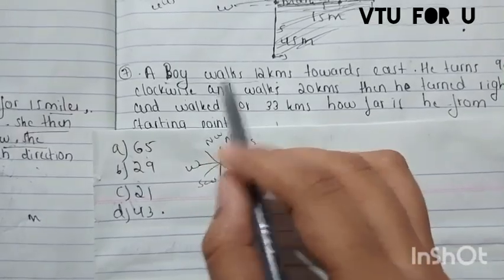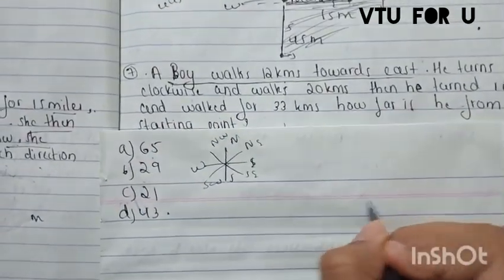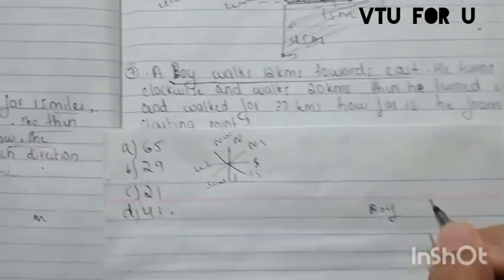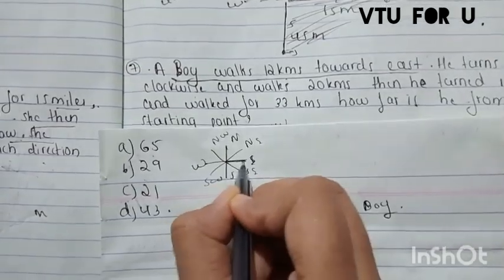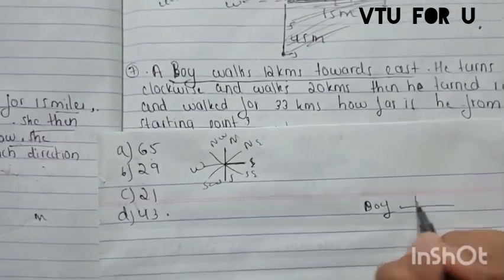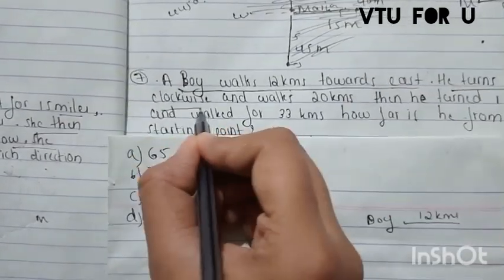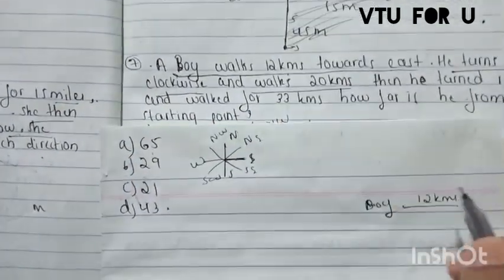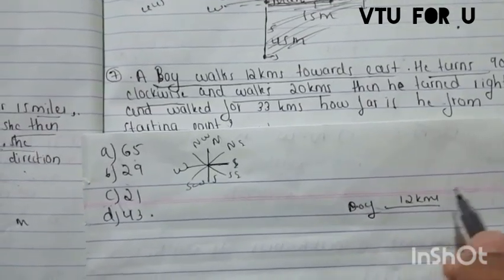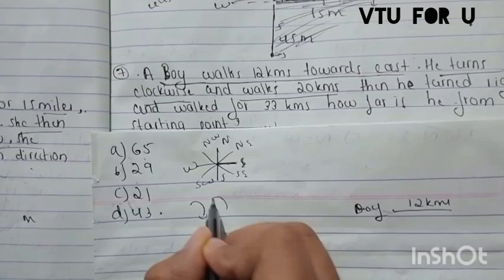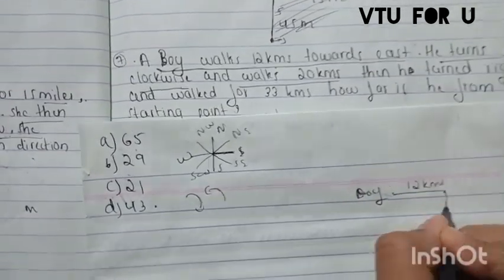So a boy walks 12 kilometers towards east. There is a boy who is gonna walk for 12 kilometers towards east. This is east, right? So he is gonna move like this for about 12 kilometers. He turns 90-degree clockwise and walks 20 kilometers. As I said earlier, this is clockwise, this is anti-clockwise. So he is gonna move this way. This is clockwise.